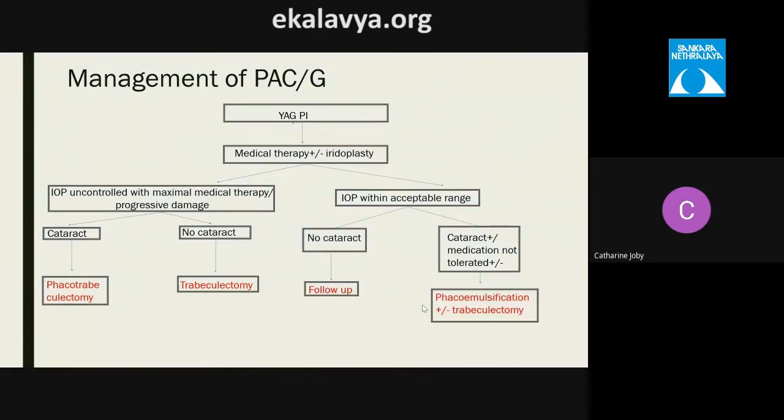If there is poor IOP control with maximum medical therapy, or if there is progressive damage, assess the lens status of the patient. If there is cataract, phaco-trabeculectomy, and if there is no cataract, trabeculectomy are the treatment options.